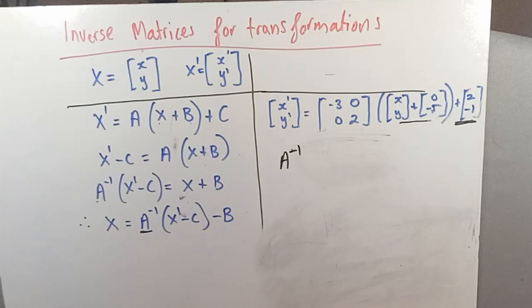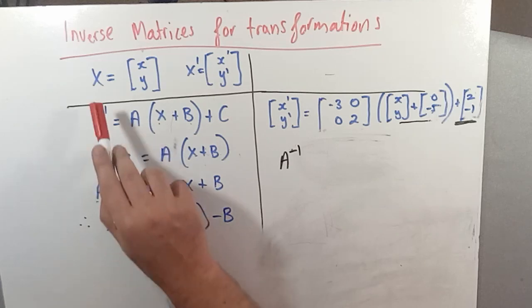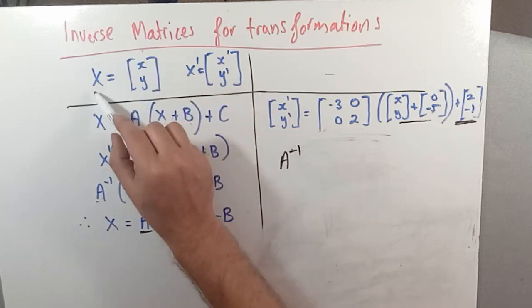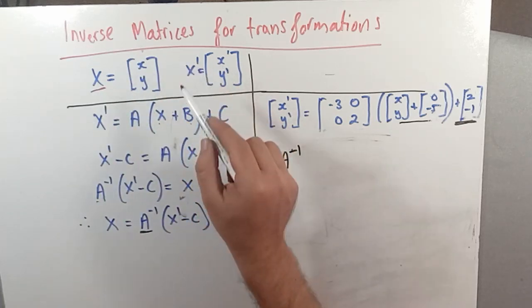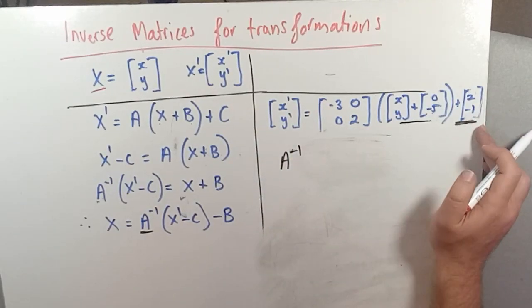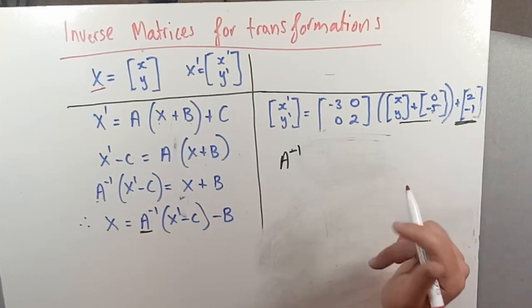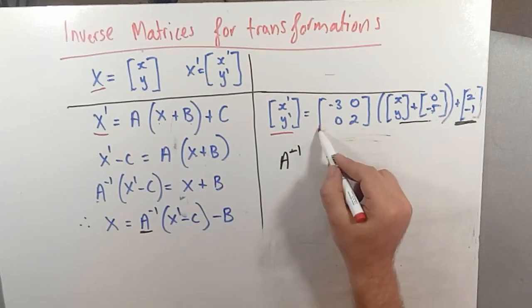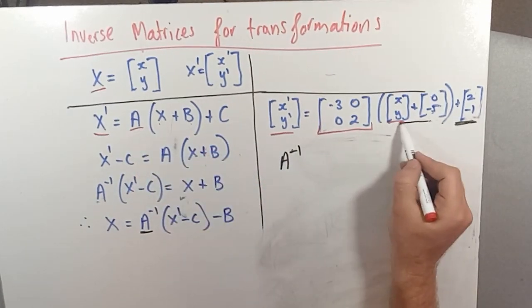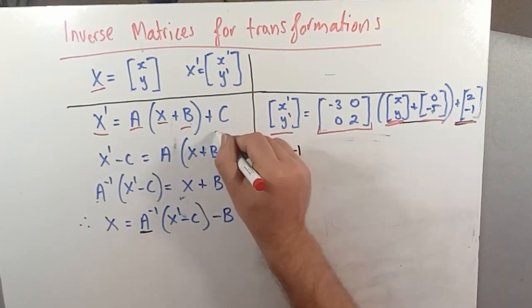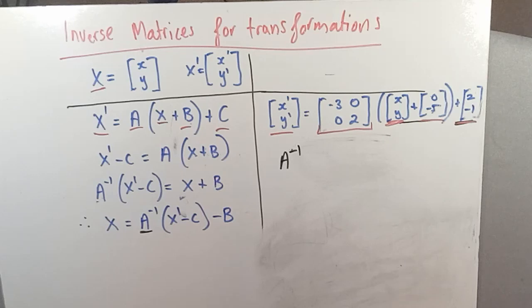Okay, now we're going to try and use inverse matrices for our transformations. Here I'm defining my original point x, y as matrix x, and the image as x image, y image. This is the equation we ended up with before: x image is equal to A multiplied by our original x plus b plus c. So they are transformation matrices there.